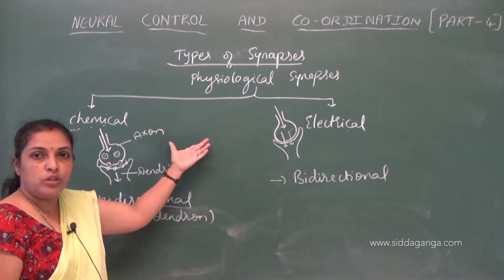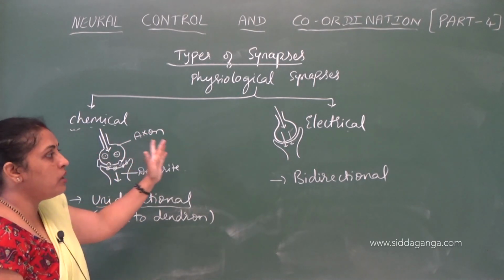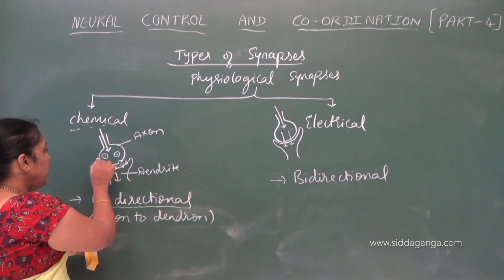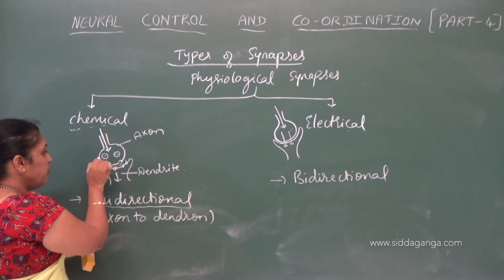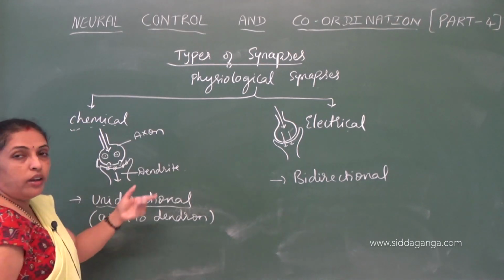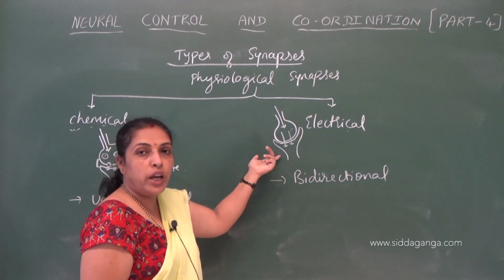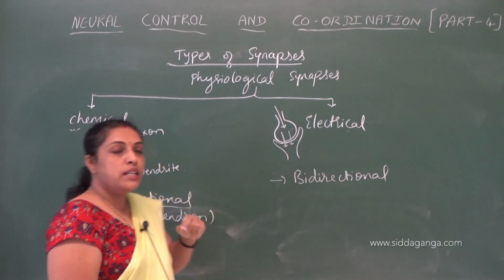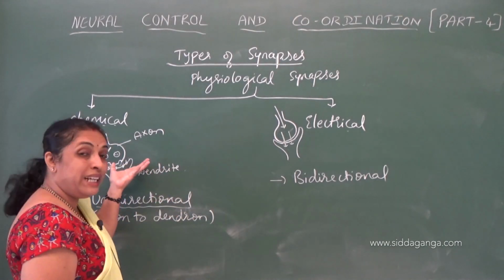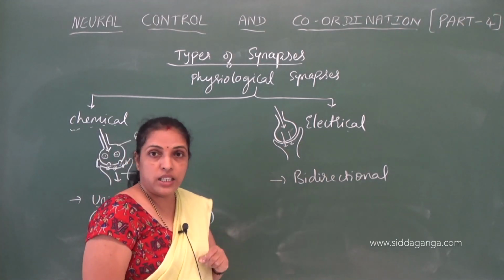See, in chemical synapses we see a role of neurotransmitters, but neurotransmitters are absent in electrical synapses. The gap between the presynaptic and postsynaptic membrane is called synaptic cleft. That will be 10 to 20 nanometer in the chemical synapses, and it is 0.2 nanometer in electrical synapses. There is delay in the transfer of impulse from axon to dendron. Synaptic delay is seen in chemical synapses, that is not seen in electrical synapses.